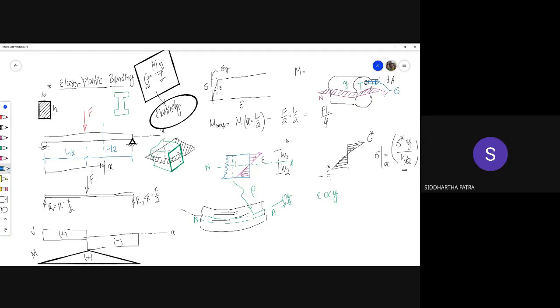Acha, one more thing before going into further detail. Can you tell me whether this type of configuration of the beam is called 3-point bending? Now in 3-point bending, are we supposed to experience pure bending? Is it pure bending?